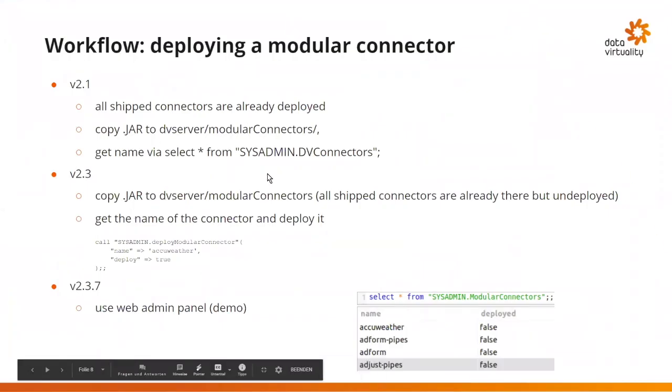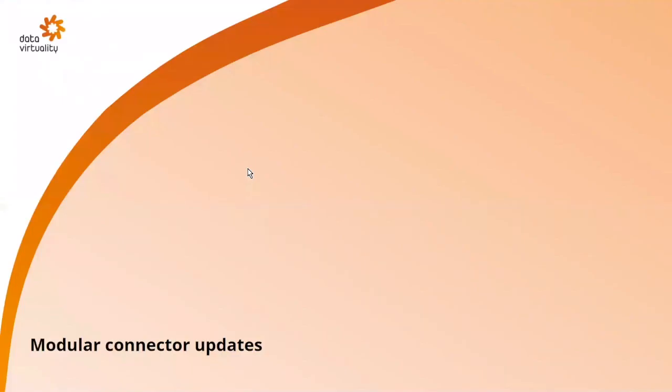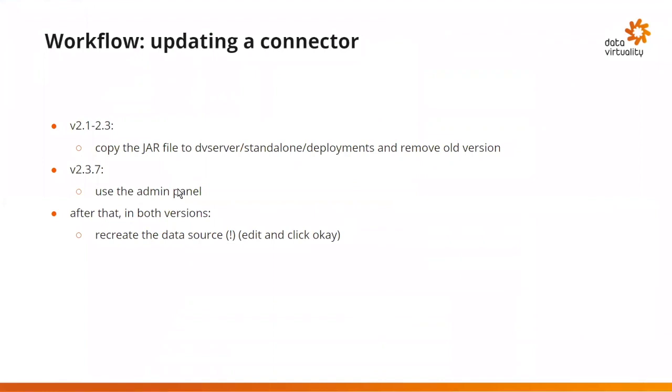Okay, let's continue here. The modular connector updates, how can we update them? So in order to update a connector, you would actually just copy them to DV server standalone deployments, and don't forget to remove the old version. For the 2.37 and plus users, you can just use the admin panel for this update, and usually support would also tell you how to do it, but this is the operation.